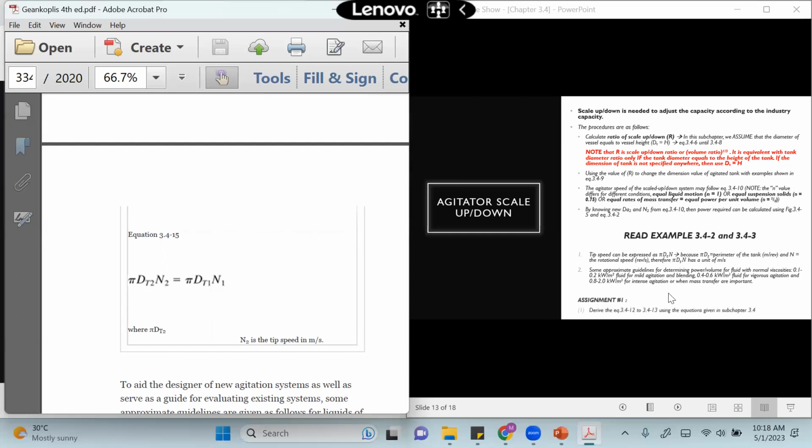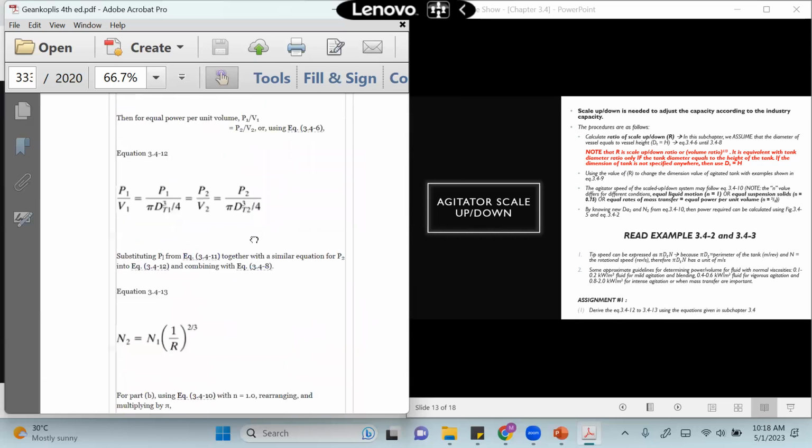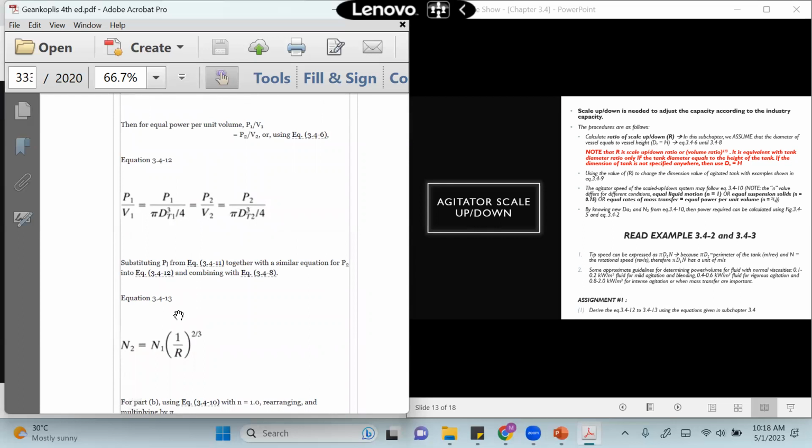Now, for the first assignment, you have to derive equation 13 from equation 12, using the equations given in subchapter 3.4. So how can I get this equation 13? By using this equation. So you have to do the derivation.